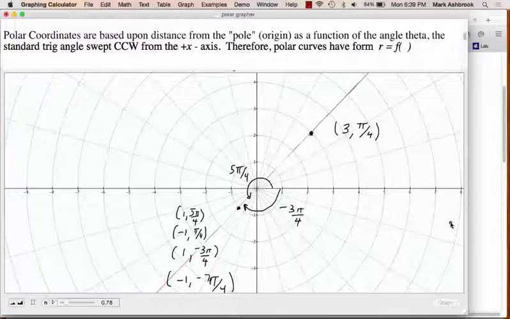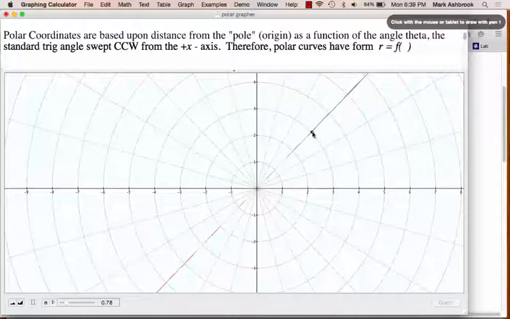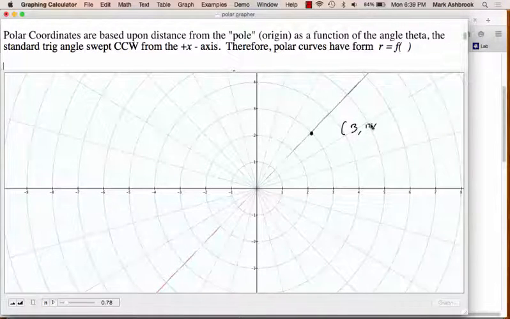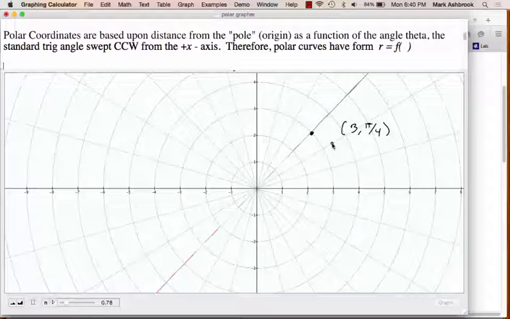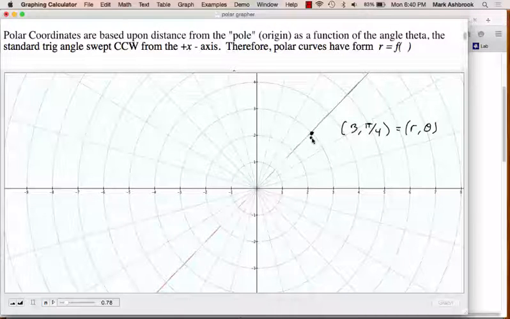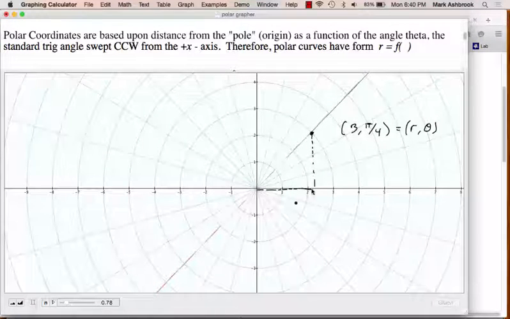Okay, so now going back to that point, let's just go back to this first point here. And this was 3 pi over 4. What are the x and y coordinates of that point? So now if we wanted that same point, but expressed as x and y, because this is now expressed as r, theta. So what would that be? We're thinking about that distance would be our y coordinate, and that distance would be our x coordinate.